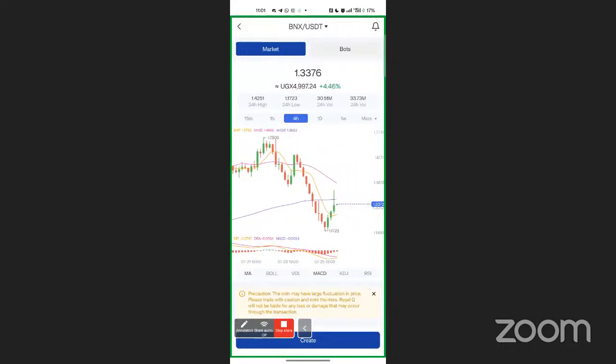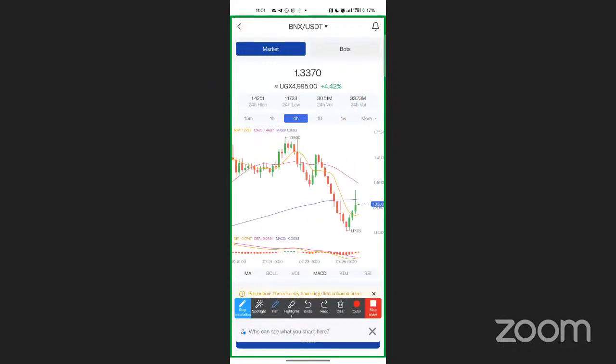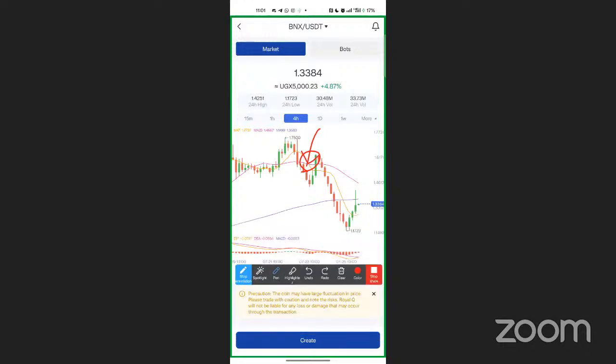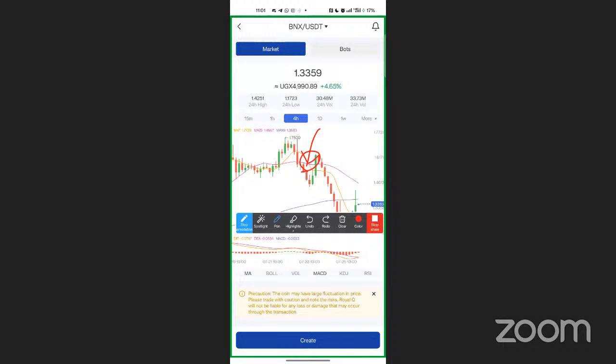Now I have a question, and I need you to participate. Which type of cross is this one? This one up here. Give some answers in the chat. Which type of cross is that one?